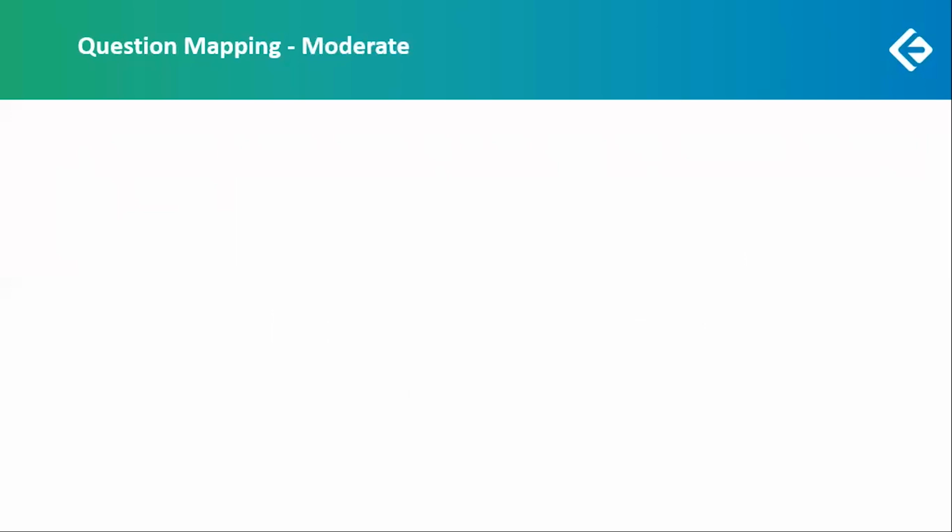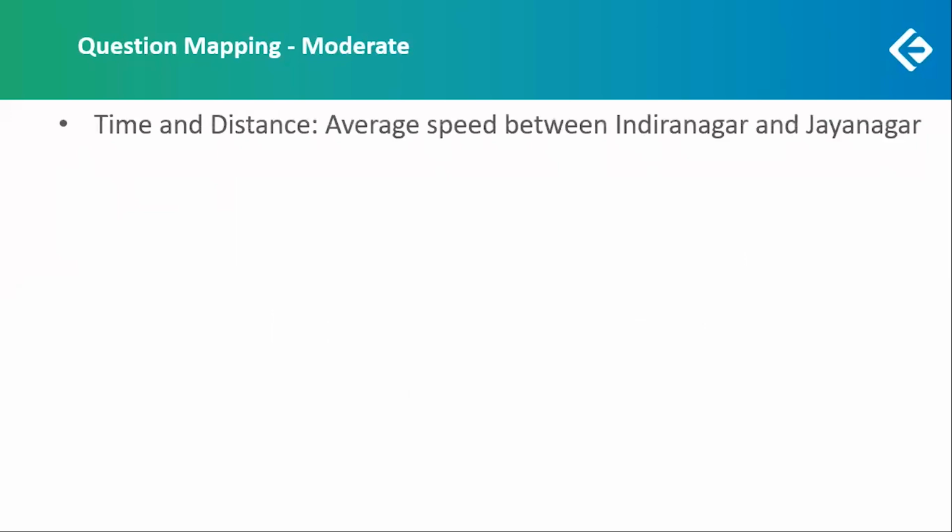Next, coming to the question mapping of moderate level questions. There was this question on time and distance where the average speed between Indiranagar and Jayanagar was to be calculated. So this was a set of two questions first of all. Okay, and there was a semicircle given. One friend was traveling from one diametrically opposite point to the other along the diameter, whereas the other friend was traveling between the same points, but he is taking the ring road, which is the circumference of the semicircle. Now we have to find out the average speed between Indiranagar and Jayanagar, which happen to be the starting point and the end point respectively.